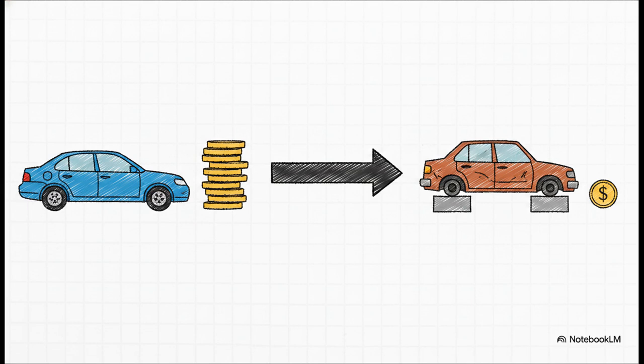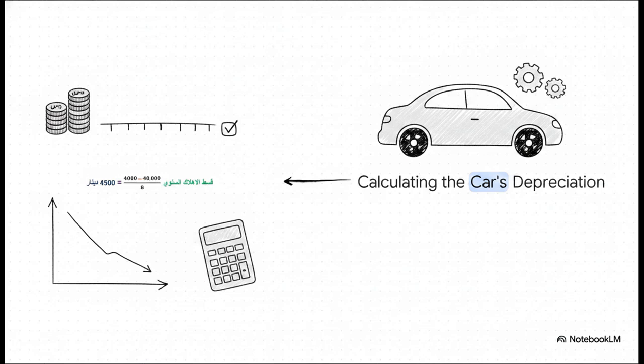Say a company car is bought right on January 1st for 40,000 dinars. It also happens to have an 8-year useful life and an estimated 4,000 dinars scrap value at the end. Using the exact same logic we just applied, we remove the 4,000 dinar scrap value, leaving 36,000 dinars to be depreciated over its life. Dividing that 36,000 by 8 years gives us a clean, easy annual depreciation expense of 4,500 dinars.